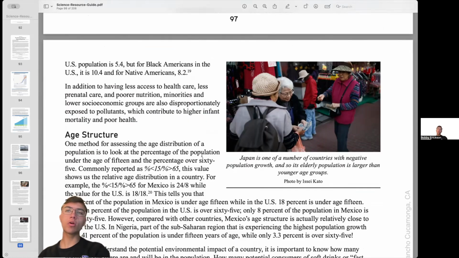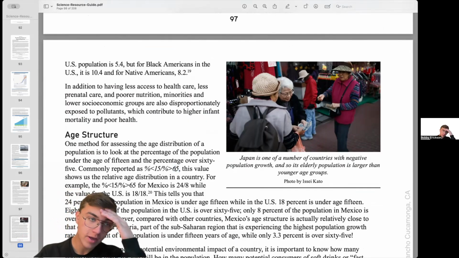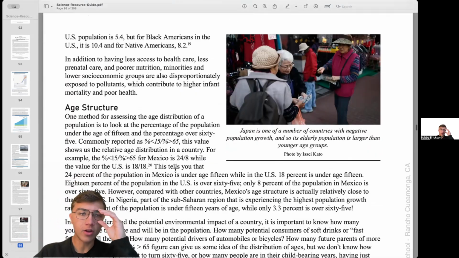Okay, next up, we're going to talk about the age structure of different populations. Is a population on the whole usually aging, or is it a very young population? Does it have a lot of young people? And we measure this using the 15 and 65 measurement, which we can go ahead and list here.